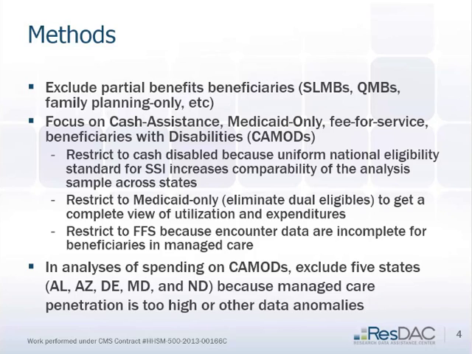And then we restricted to Medicaid only, so we eliminated the dual eligibles because a lot of their care would be covered by the Medicare program, and we wouldn't get a full picture of utilization and cost for them. And then we also limited it to those with fee-for-service data because we thought we'd have incomplete data in managed care. So we're focusing on CAMOD. So it's a subset of the disabled beneficiaries. And then we excluded these states because the penetration of managed care was so high that we thought that whoever is left would look different enough from the rest of the state that it wouldn't be representative.